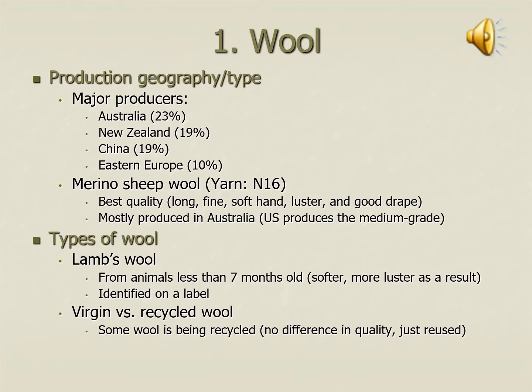As far as types of wool, lamb's wool is considered to be extra special when it's coming from an animal that's less than 7 months old. That makes sense. When you have younger animals, the wool tends to be softer. There's a little bit more luster as a result. So that's considered to be an especially nice type of wool.